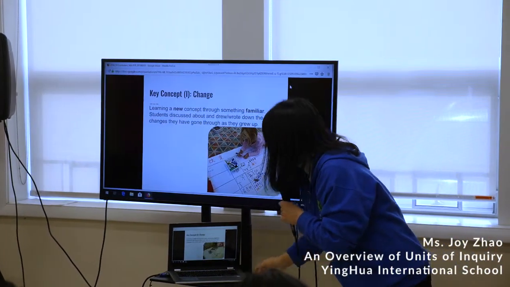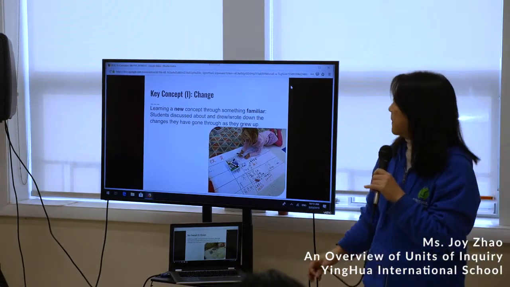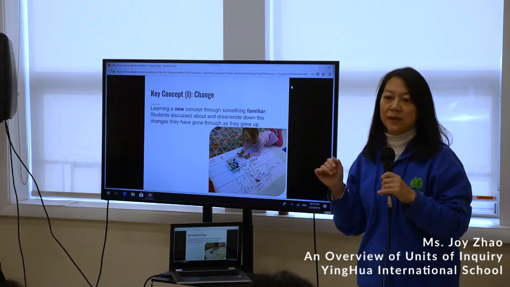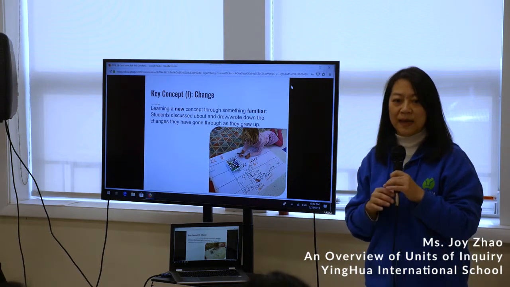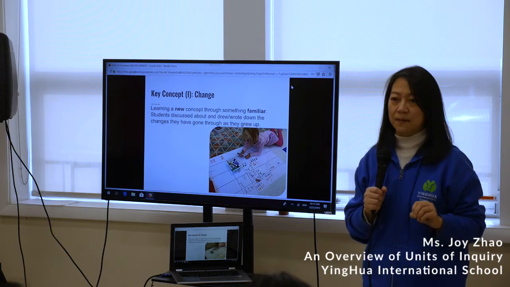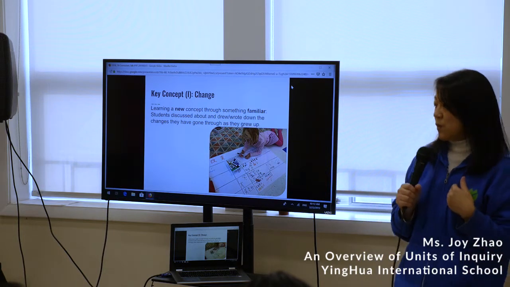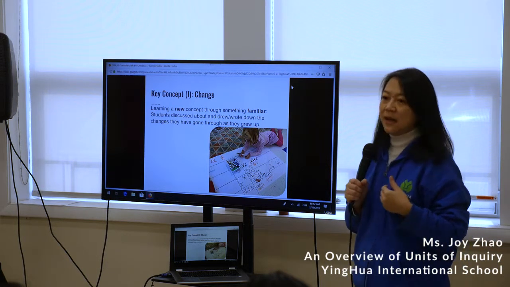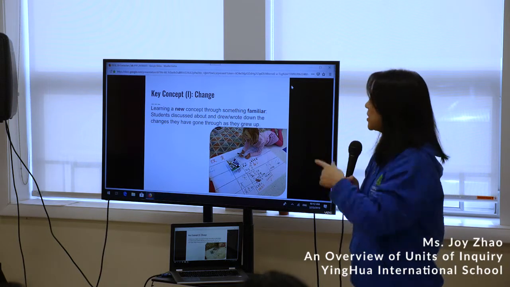So let's see how we start. Remember, I first talked to you about conceptual learning, right? So we always identify 2 to 3 key concepts, we meaning our teachers, when we do our planning. One of the key concepts for this unit is called change.